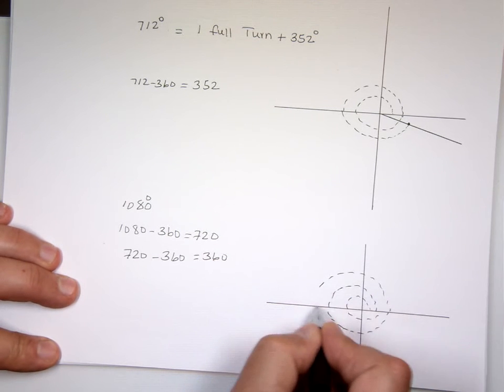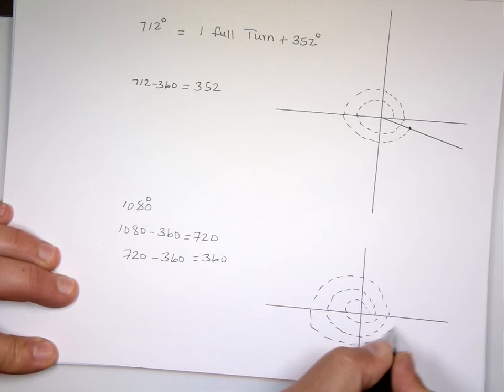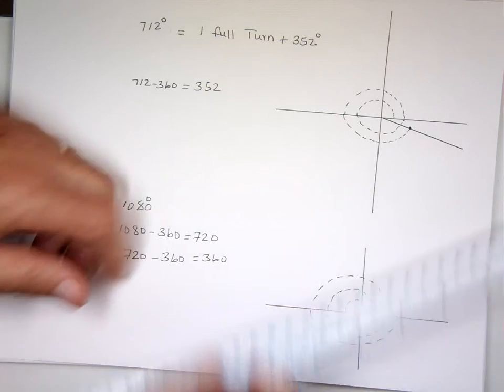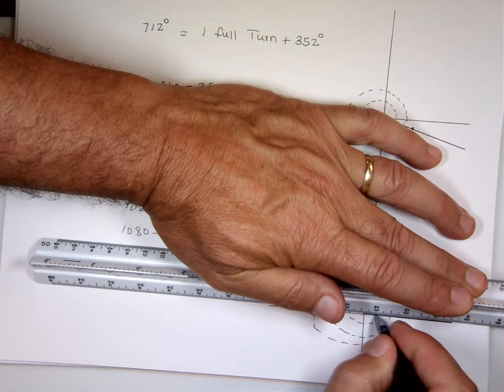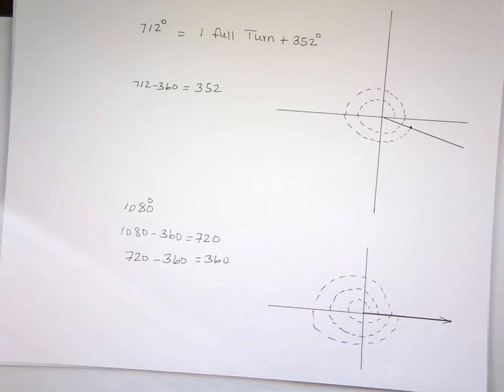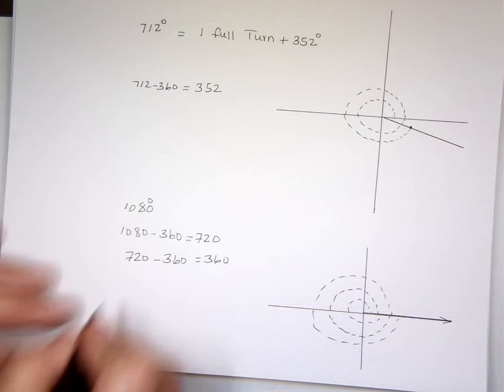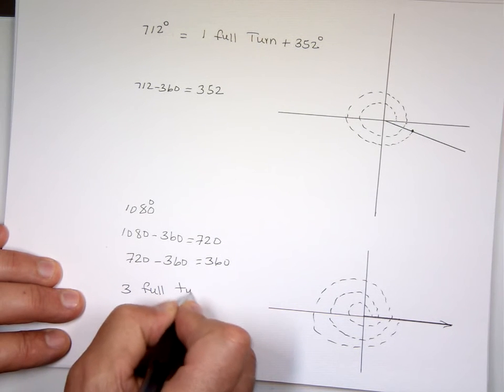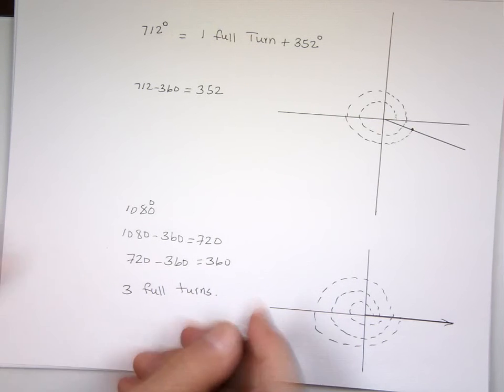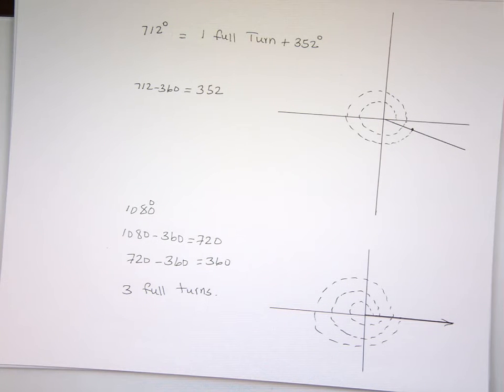And on the third turn, you're going to stop where you started from. You're going to end up back at the same spot, right here. So you did three full turns. That's what the person just did. Started pointing east, spun around three times and landed pointing east. That person just did a 1080.